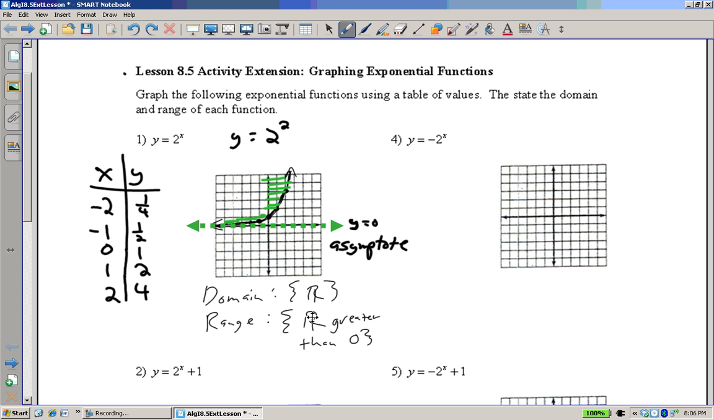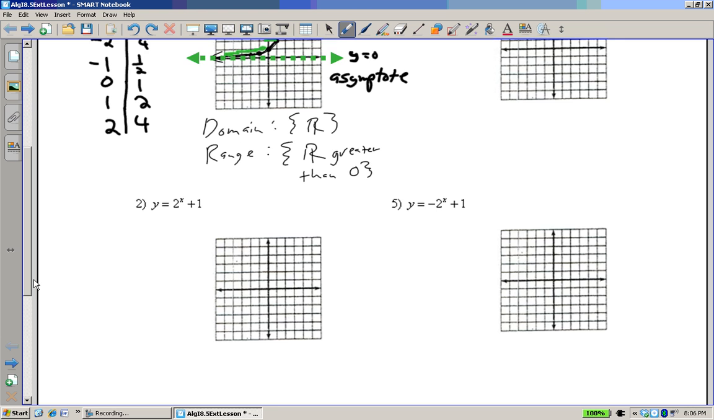And it's important that it's not greater than or equal to 0. You can never actually get to 0. Very, very close. Can never actually get there for this family of functions. Okay, let's try another one here.